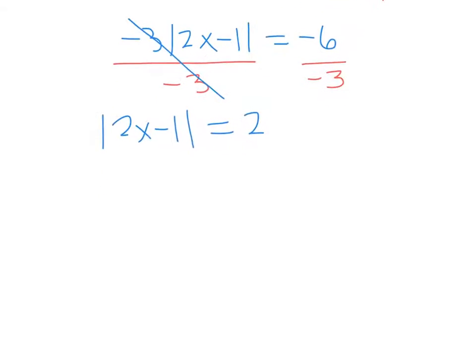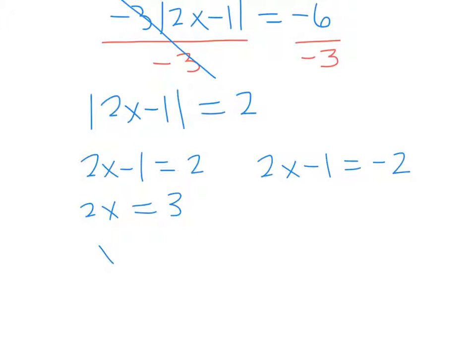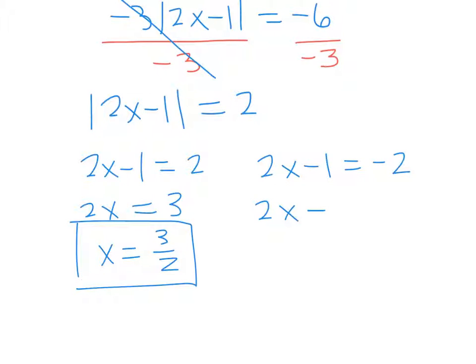All right, so here's where we want to write the two equations. So first is if that inside thing, 2x minus 1, is positive, well, it's just going to be a positive 2. But if it's negative, then it's a negative 2. We can solve both those equations for x. So we get x equals 3 halves for this one, and the other one, we get x equals a negative 1/2.